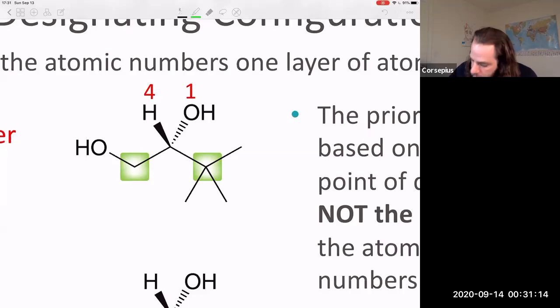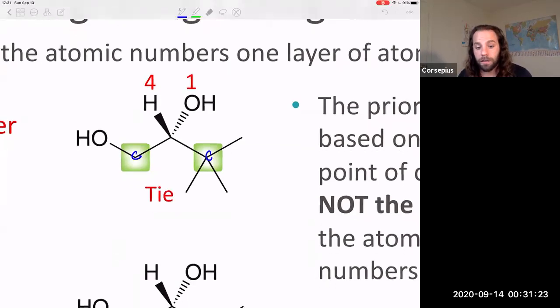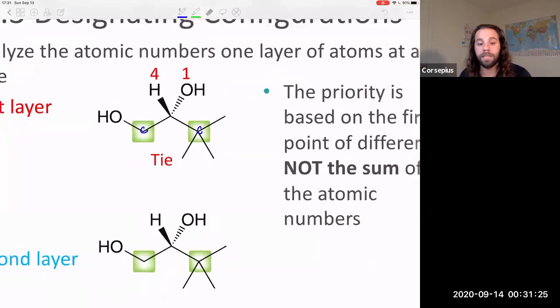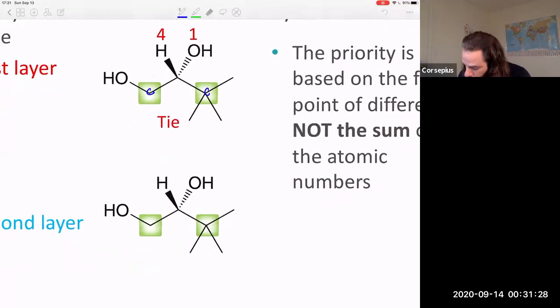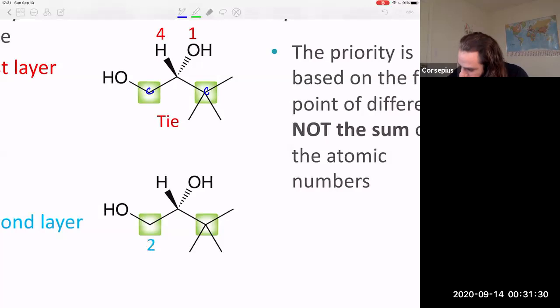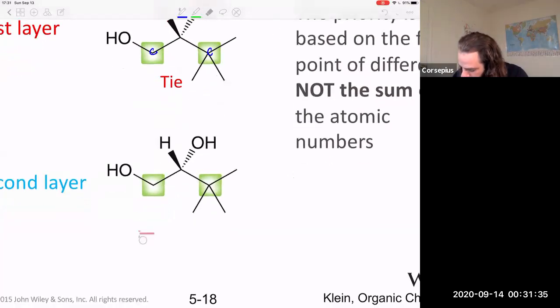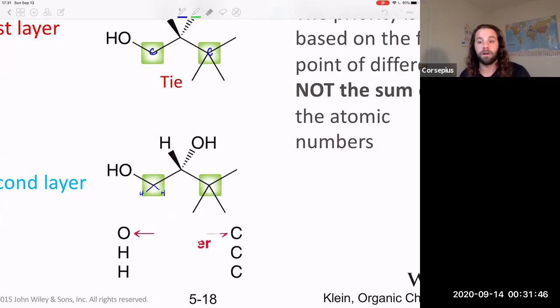But what about these? These are both carbons, so that means we've got a tie on our hands. So what do we do there? Then we're going to look at what those carbons are bound to. On this carbon here, oh, giving the punchline away, it's bound to an oxygen and 2 hydrogens. There's a hydrogen implied here and a hydrogen implied here. And on this carbon, it's bound to just 3 other carbons.